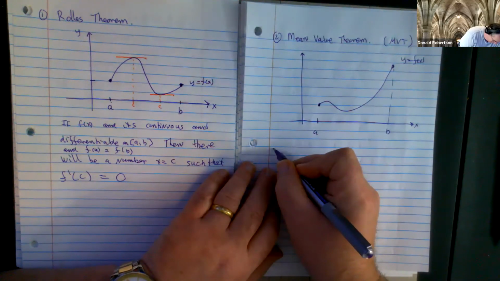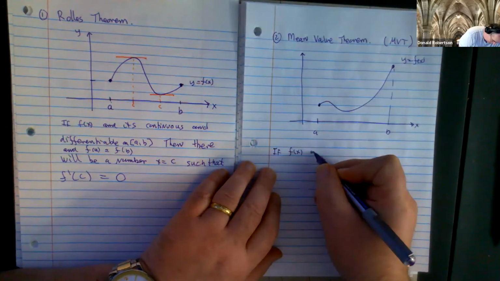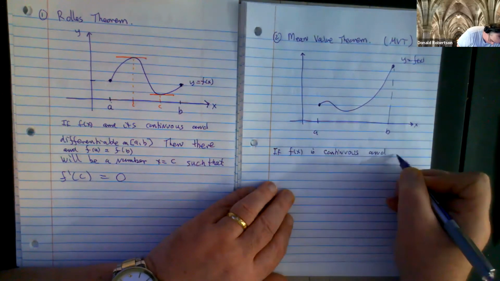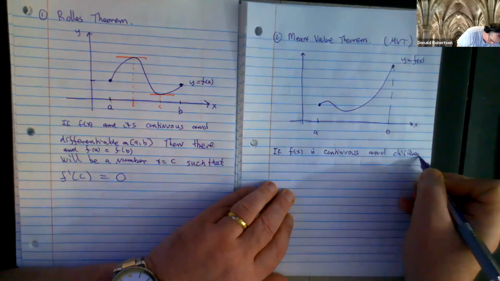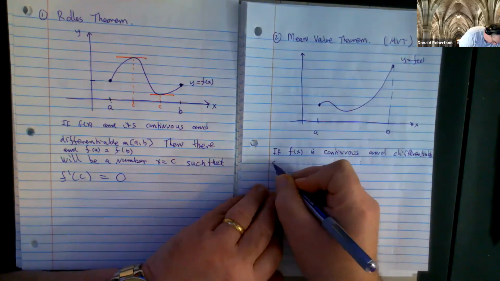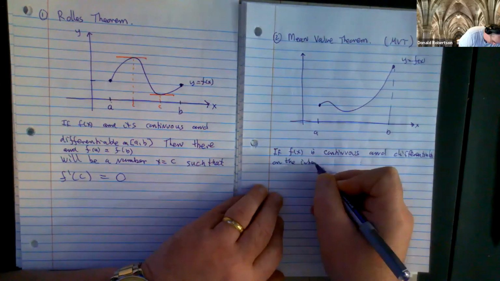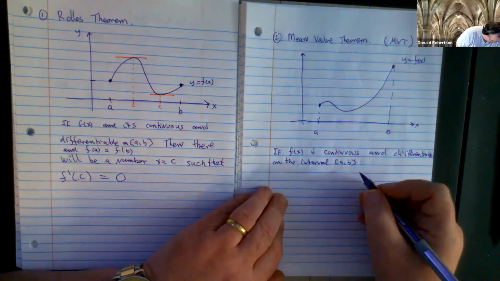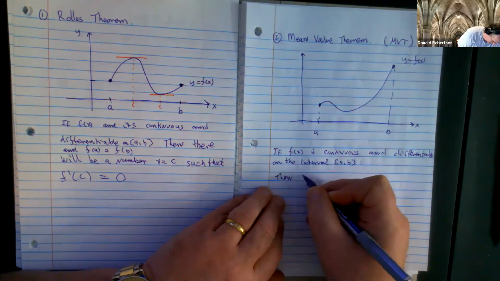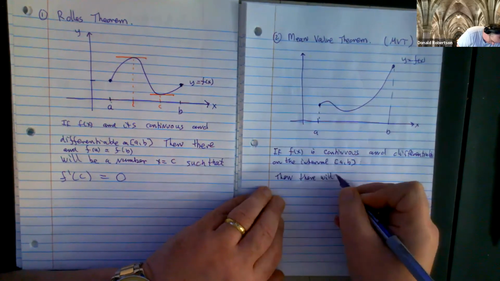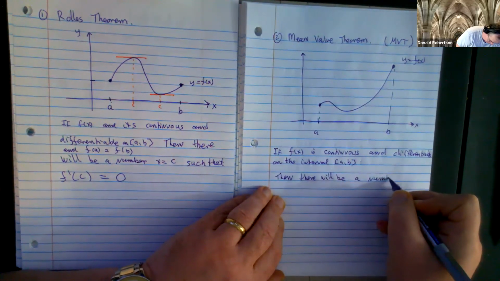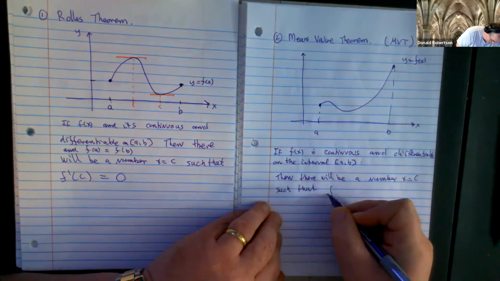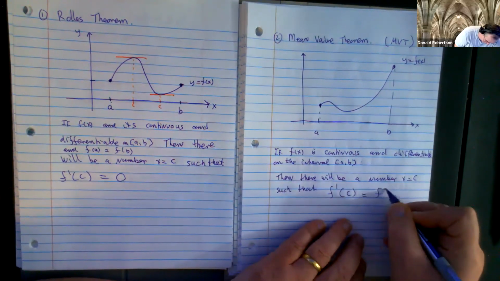So if f of x is continuous and differentiable on the interval a to b, which it definitely is, then there will be a number x equals c again, such that f dashed of c is equal to this.